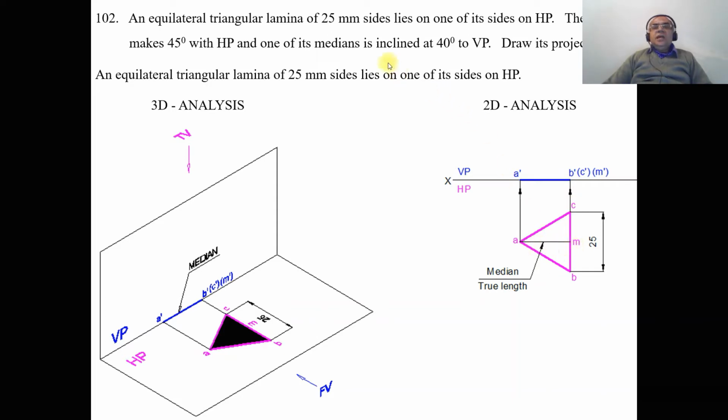That is because the median passing through the corner is given as the true inclination, but the inclination with respect to VP can be seen in HP. As the lamina makes an angle of 45 degrees with HP, the median is also getting inclined. So if I take B opposite to that as this median, then what happens? This is already inclined to VP, so obviously you are going to get the apparent length. The same explanation holds good here. But as this median is parallel to VP, you are getting the true length in the vertical plane. So that is the reason why we need to consider this as the median.